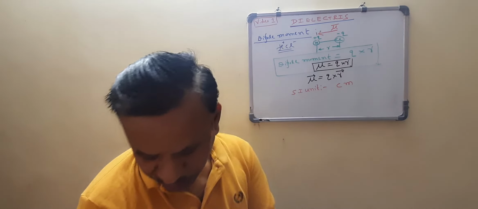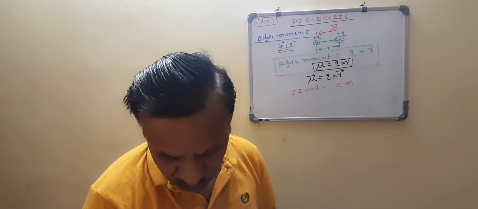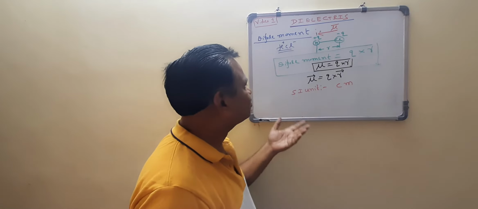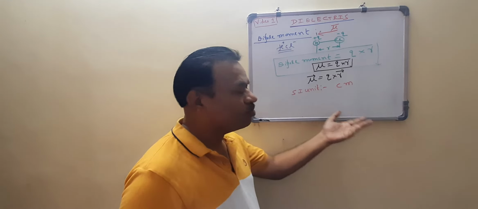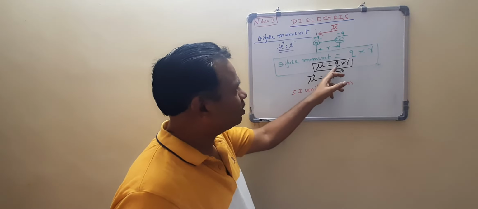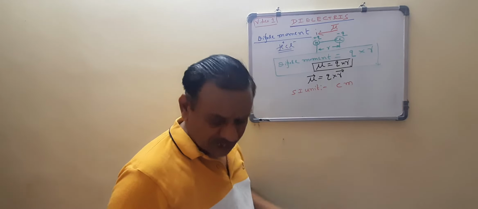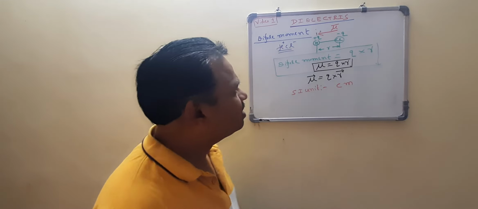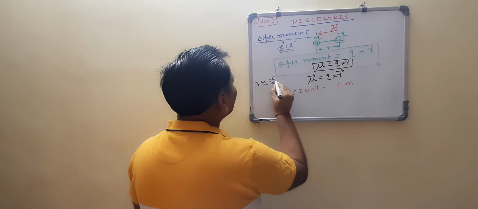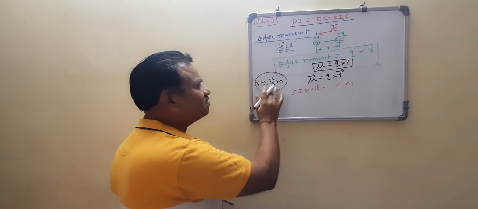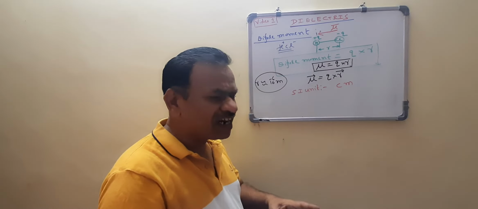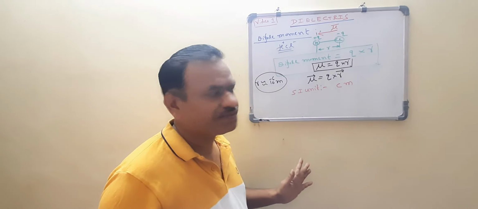What is dipole moment? Two equal and opposite charges separated by a finite distance is called a dipole moment. Mathematically, dipole moment equals one of the charges times the distance between the two charges. Normally, this distance r is of the order of 10 to the power of minus 6 meter onward. This is the minimum distance between the two equal and opposite charges.